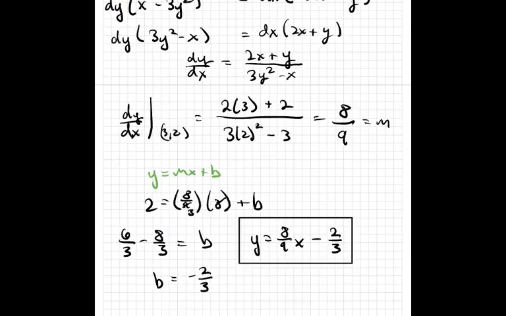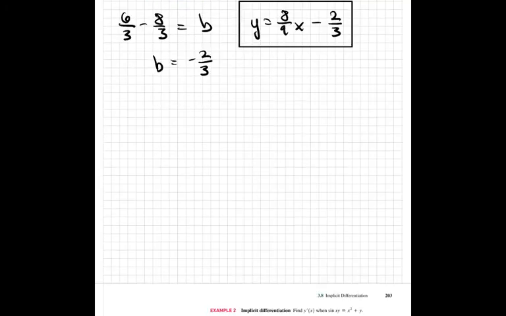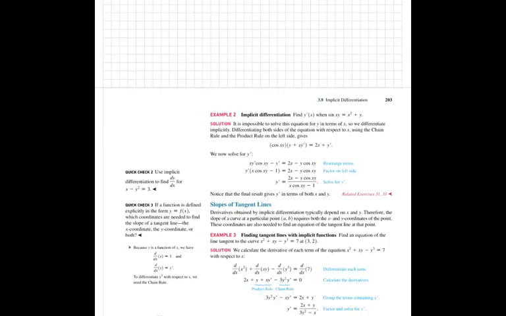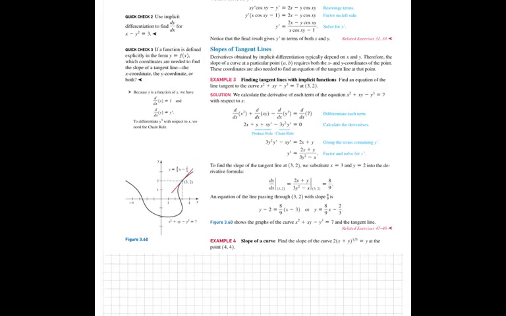So we got y equals 8 over 9x minus 2 by 3. Let's see, how do we do? Yeah, there it is. 8 over 9x minus 2 by 3. Okay. All right. So yeah, that's correct.